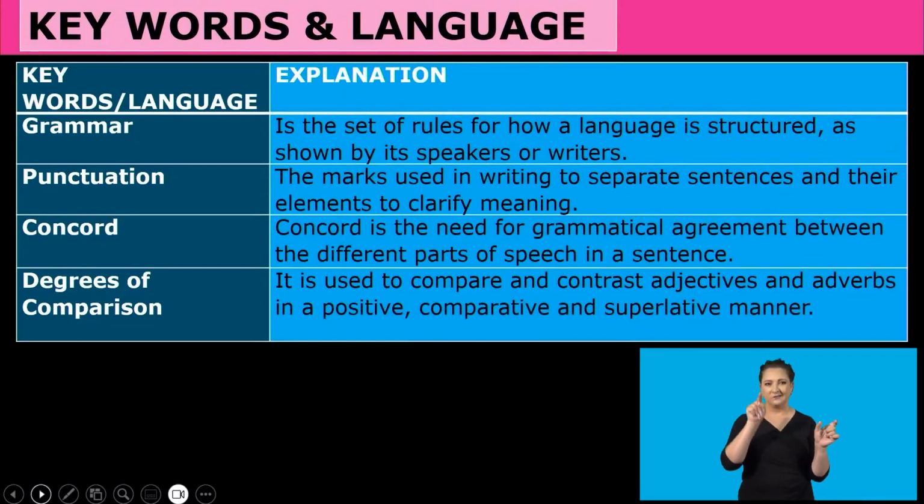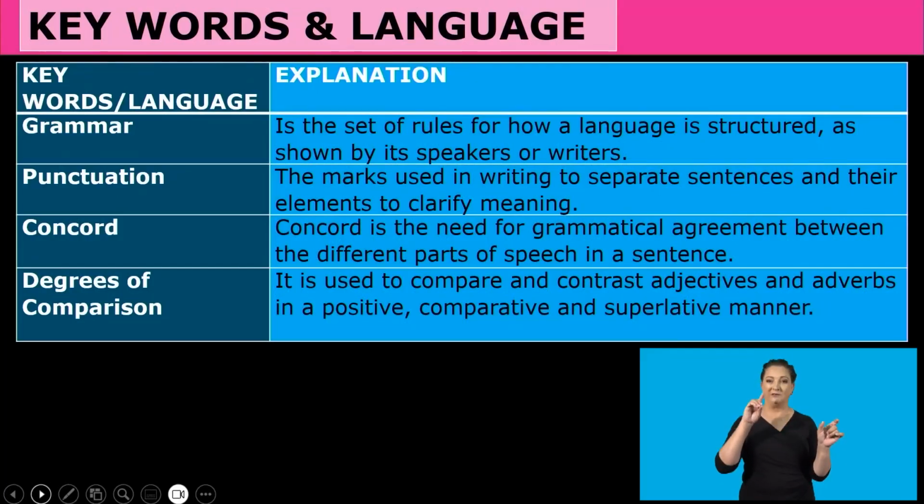Punctuation are those marks used in writing to separate sentences and their elements to clarify meaning. So you remember when you were much younger and you started your English, this is one of the first little aspects that teachers were trying to communicate, especially in language, okay? Then concord is the need for grammatical agreement between the different parts of speech in a sentence. So like your noun, your verb, your pronoun, okay? All of that needs to be in agreement, and if that happens, we call that concord, right?